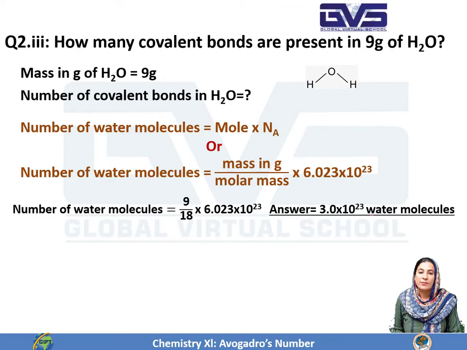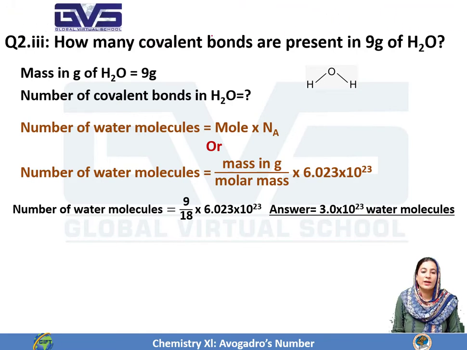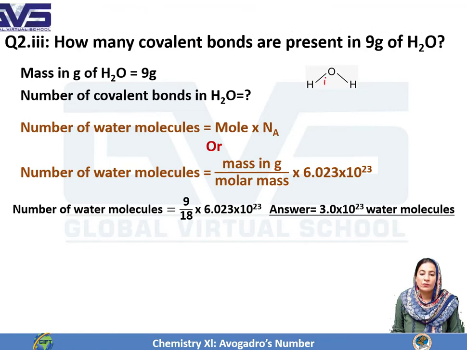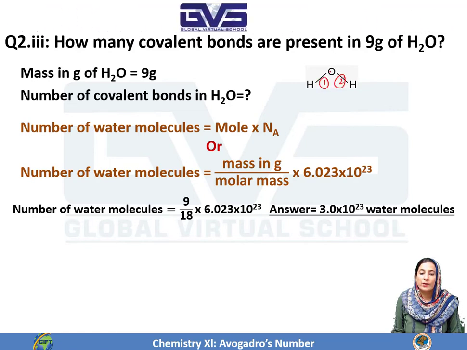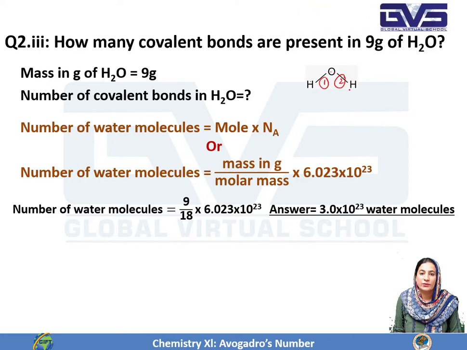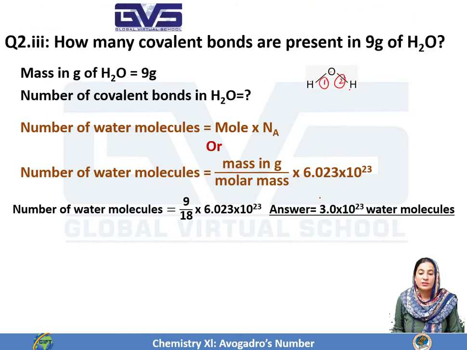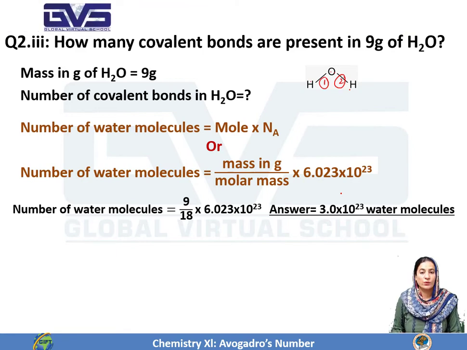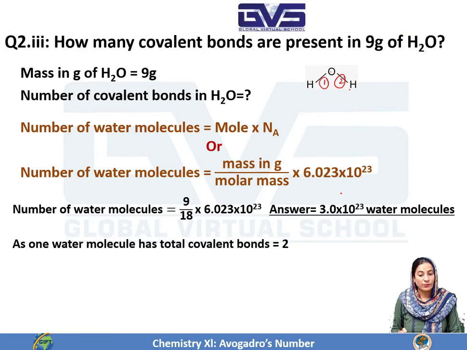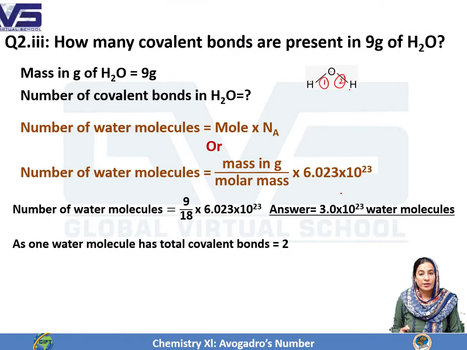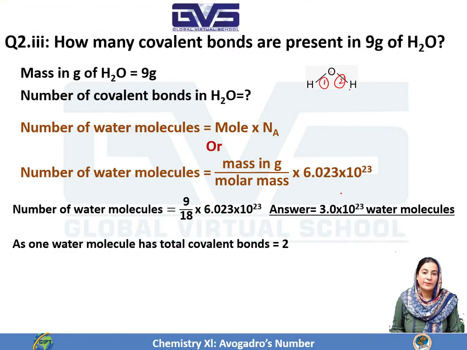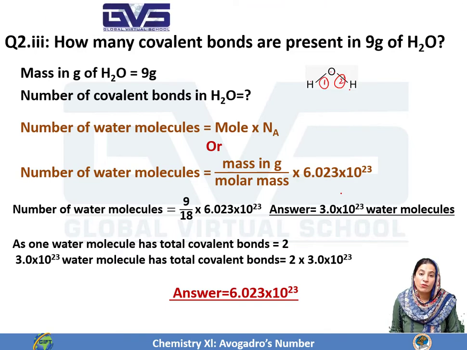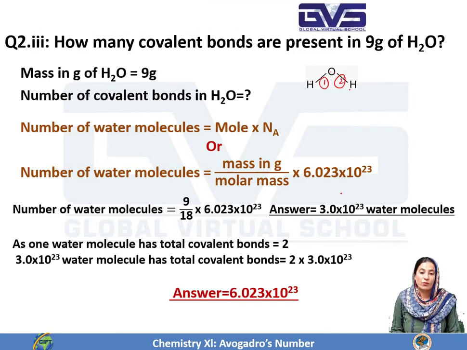So this is the number of water molecules, but you have asked for the covalent bonds, and you can see there are 2 covalent bonds, 1 and 2, between oxygen and hydrogen. So we have this number of water molecules, and 1 water molecule has 2 covalent bonds, so 3.0 × 10^23 we multiply with 2, then you can find the number of covalent bonds in the water. And hopefully this is clear.